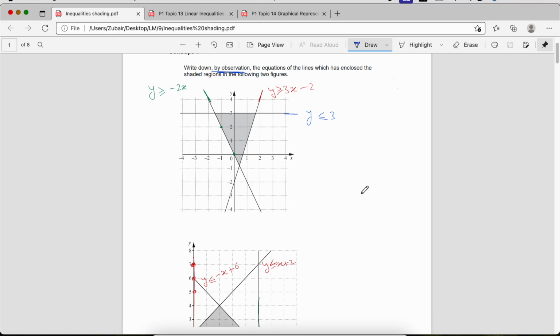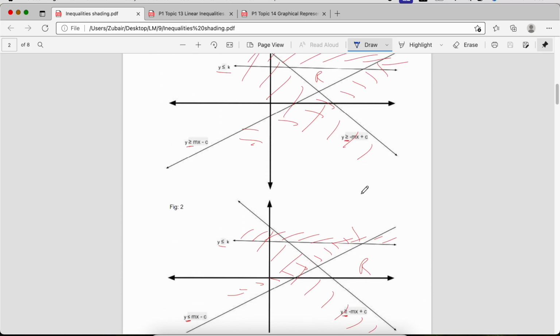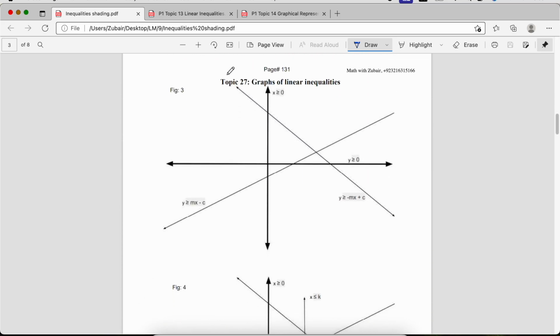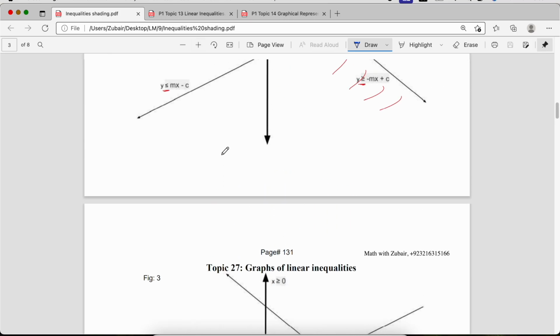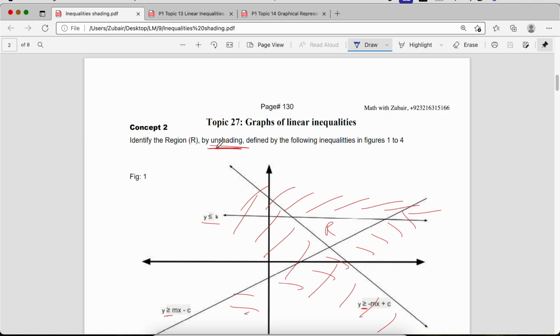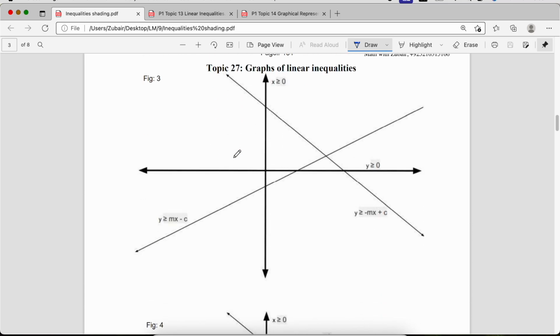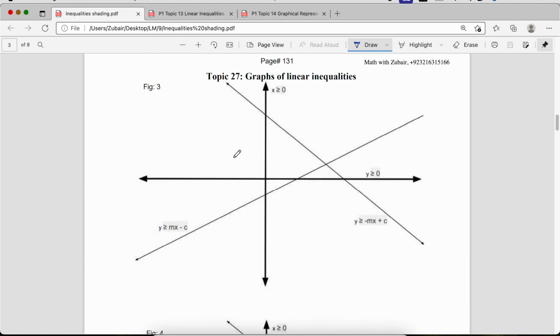We've already covered these two questions in class, the third one, fourth one, and let's try this. The question says leave unshaded the required region. So when I'm looking at this first line, let this be x equals 0, and it says x is greater than 0. So if x is greater than 0, that is the right side, so this side is discarded.